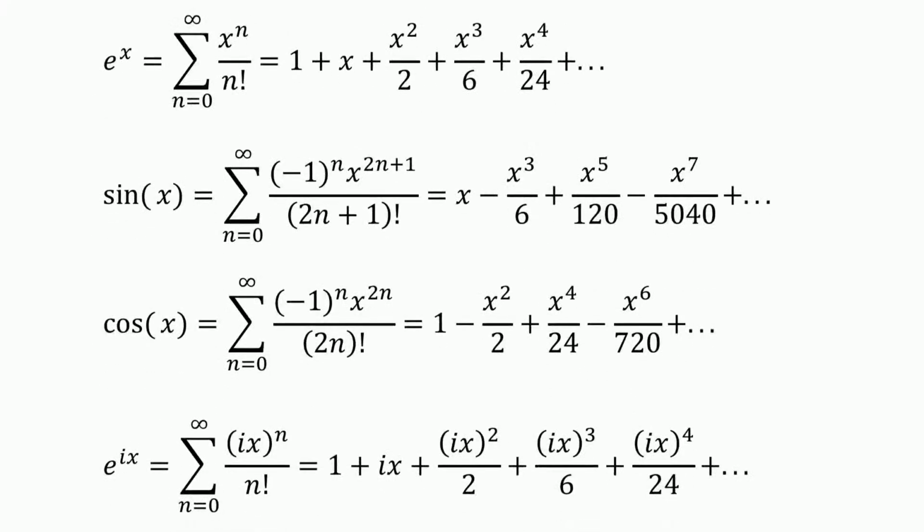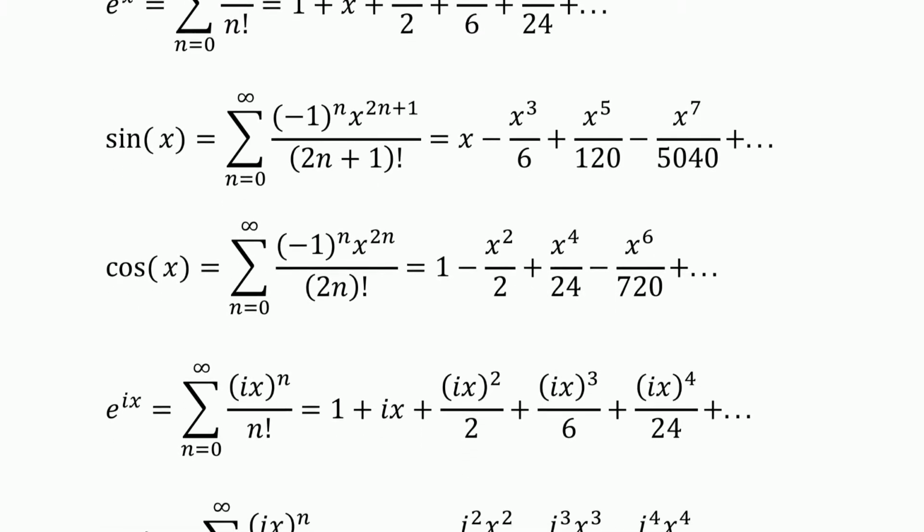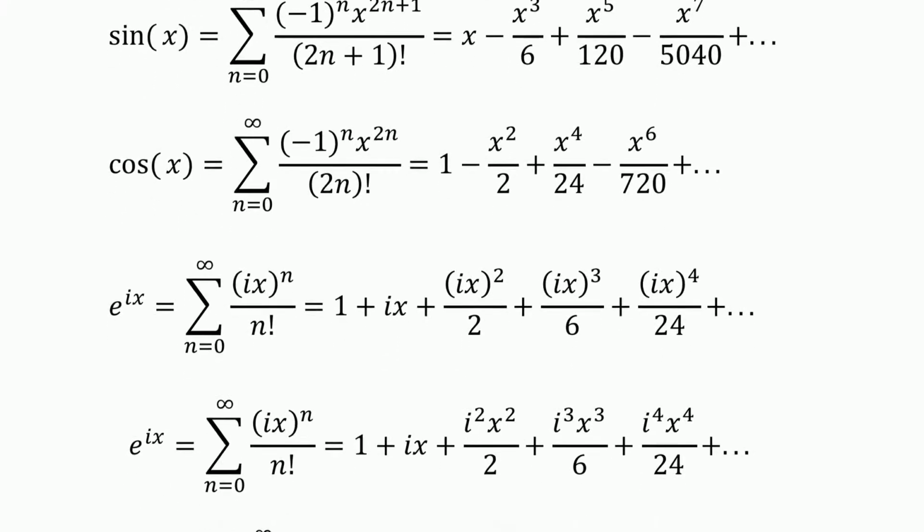So check it out. If you take e to the ix, and you know what i is? i is the square root of -1. If you do e to the ix, you get this expression. And then if you take this and separate out all the i's, and remember that i squared is -1, i to the fourth is +1, i to the third is -i, and i is right there. Anyway, you can separate things out.